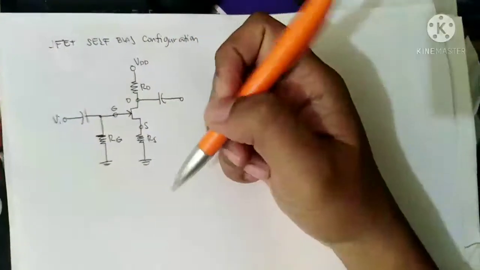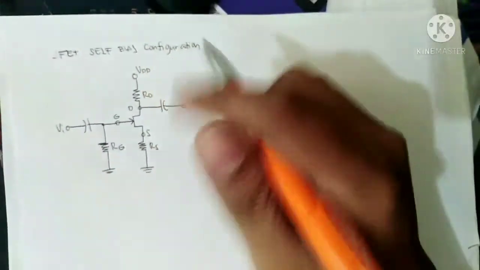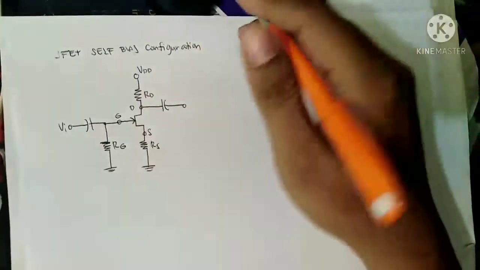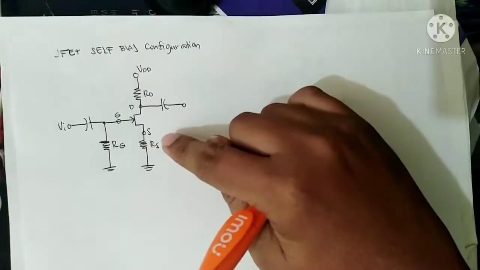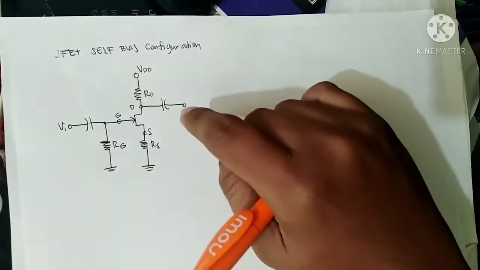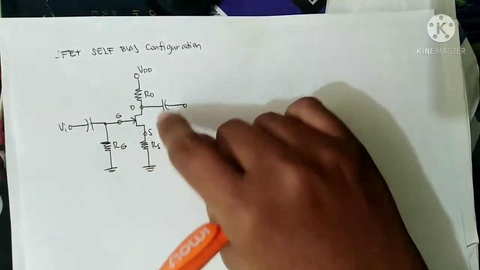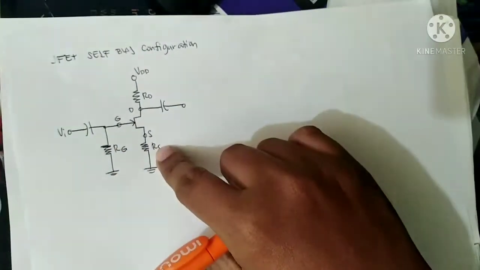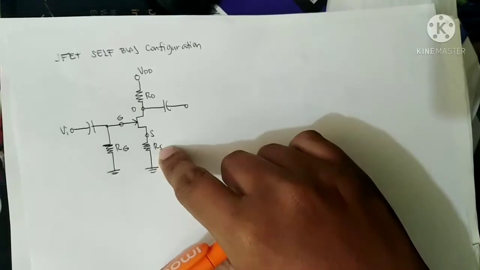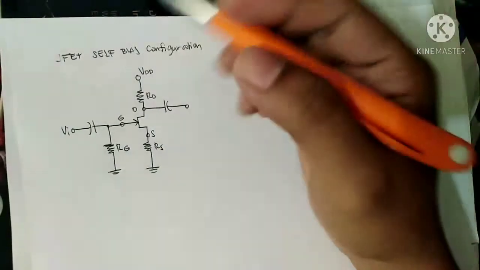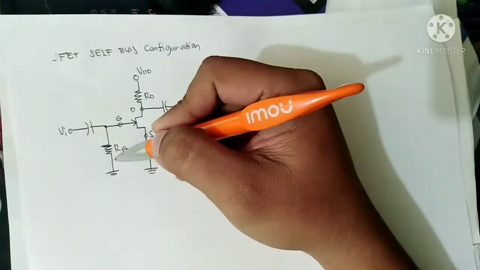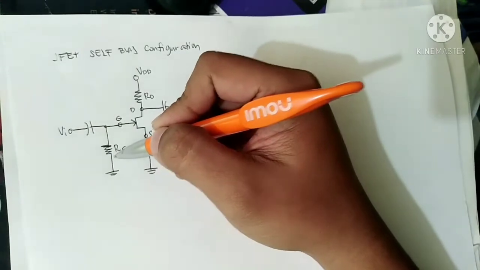Good day. We're going to discuss the JFET self-bias configuration. So this is the self-bias configuration consisting of three resistors: RD, RG, and RS. Unlike the fixed bias configuration, there's an additional voltage source in the gate terminal.